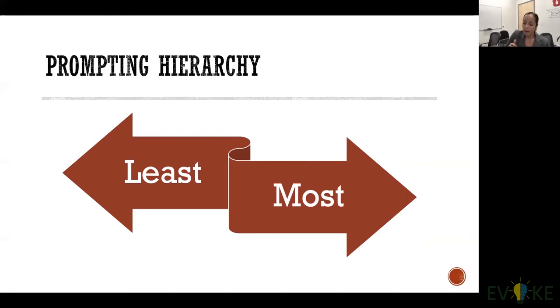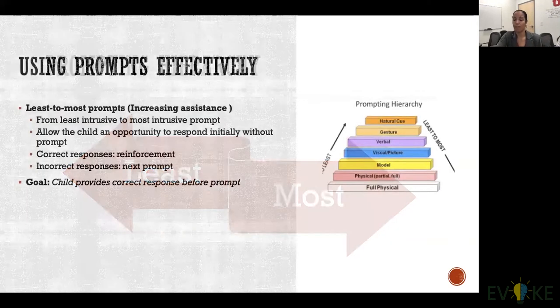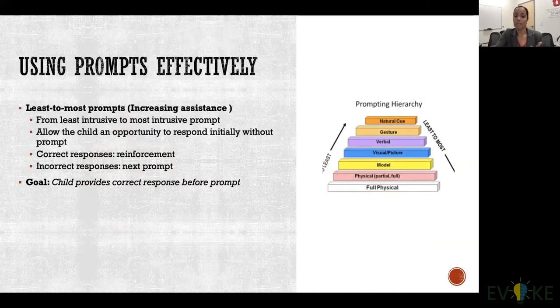And so let's go ahead and discuss the hierarchy, which is what comes into play with a few of the strategies that we've listed here. So least to most prompts are those where the assistance is increased. And so you go from least intrusive to most intrusive prompts.